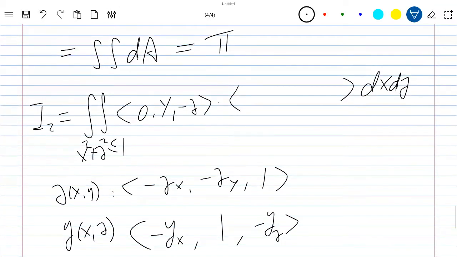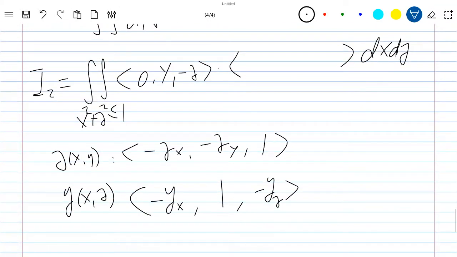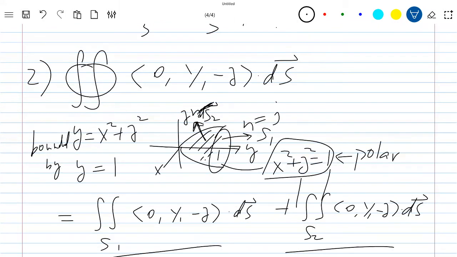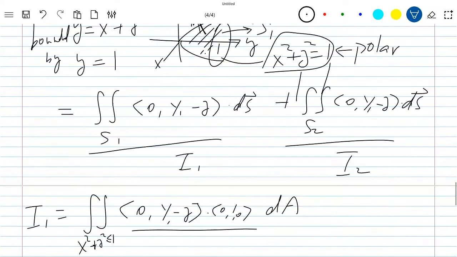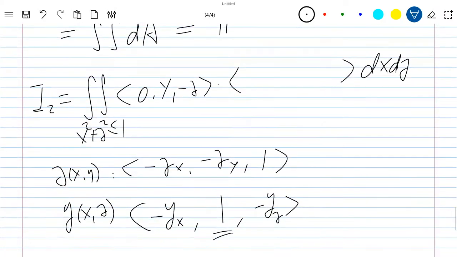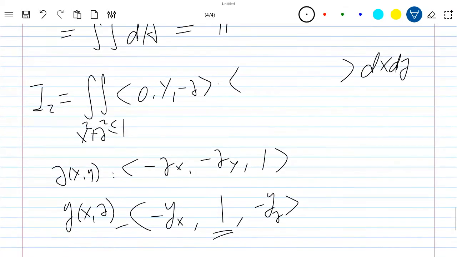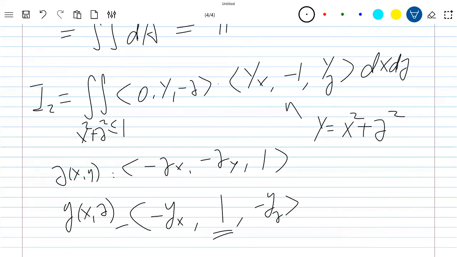But is this the one we like? This is positive. It means it's in the positive y direction, right? But we happen to have the negative y direction because that is outward for us. So for our case, we should have a negative sign in the front. Okay, so you will have yx, negative 1, and then yz. And what is y? y equals x squared plus z squared. So we're plugging that into this term.